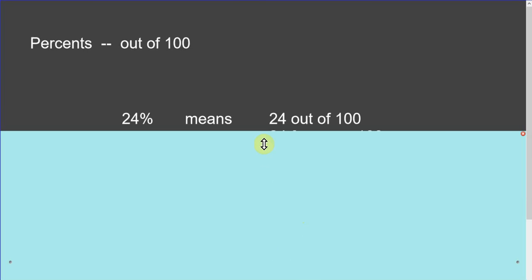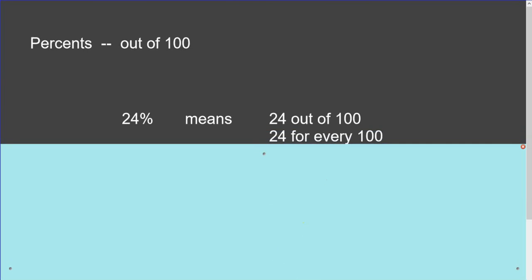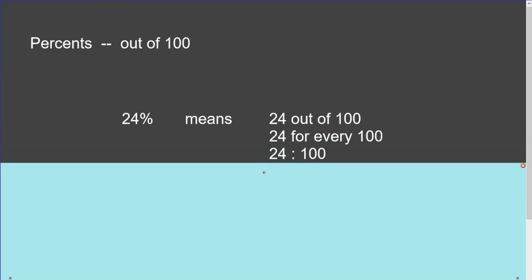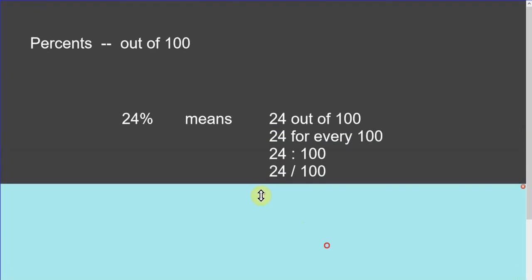We can say that in different ways. We could also mean 24 for every 100. Or we could think of it as a rate or ratio. It could be 24 to 100. And of course, ratios can be written as fractions. So it could be 24 to 100 written that way. 24 100ths even.